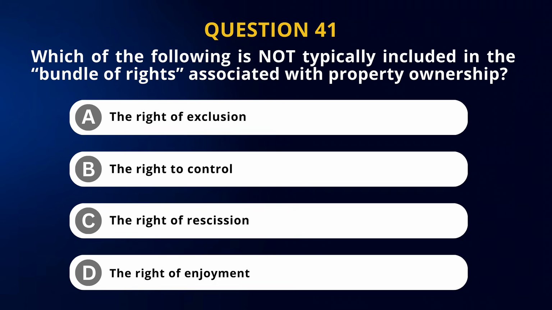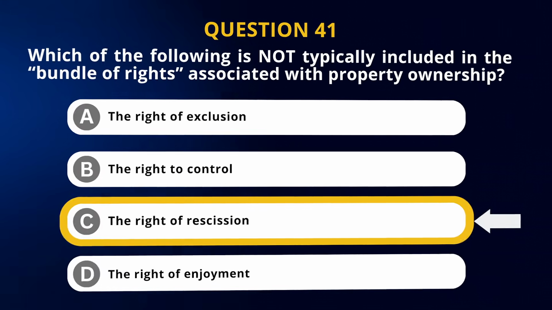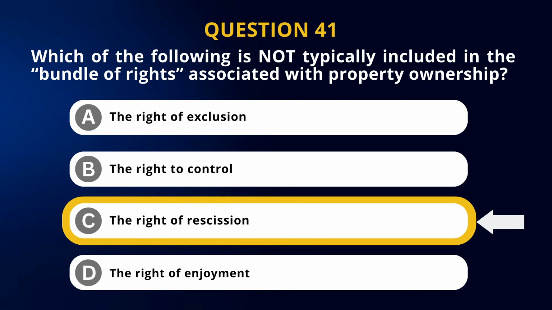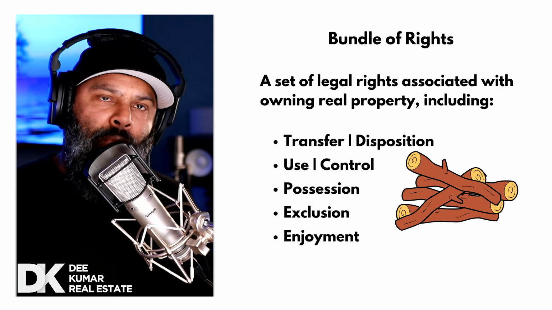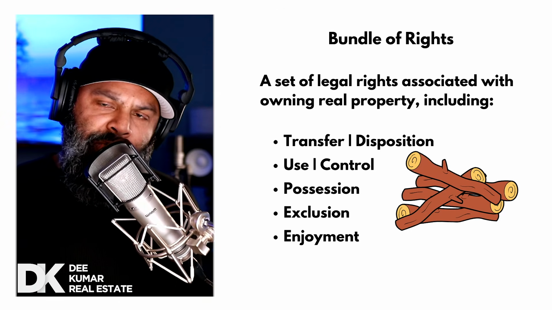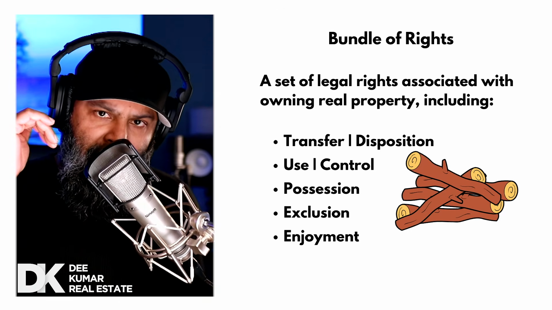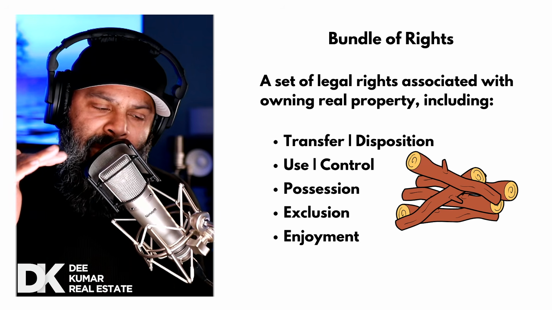And the answer is letter C, the right of rescission. All right, so the bundle of legal rights you'll find typically in real property law sections and real estate books. It's so many times listed as 5 different elements: the right of exclusion, the right of control, the right of disposition, the right of possession. So you want to know these different bundle of rights and understand them.